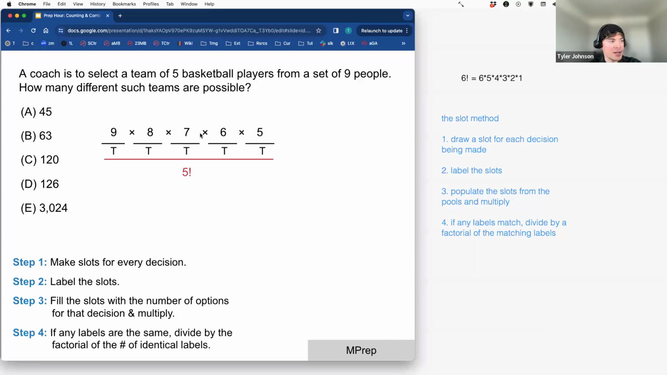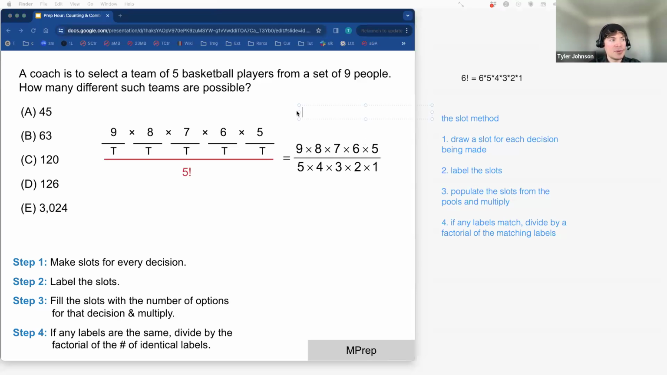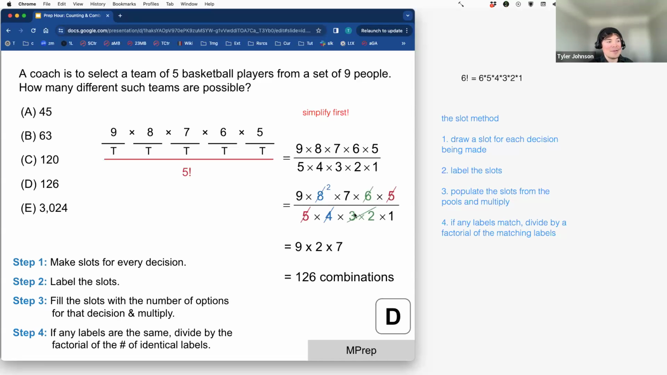So I'm going to multiply that numerator, but I also need to divide by 5 factorial to account for the 5 matching T's. And when I get to this step here, make sure you simplify before you try and cram all that into a calculator, because there's going to be lots of opportunities to cancel items in the numerator with items in the denominator. So if I do something like that, the math essentially becomes 9 times 2 times 7, which is 126, choice D.